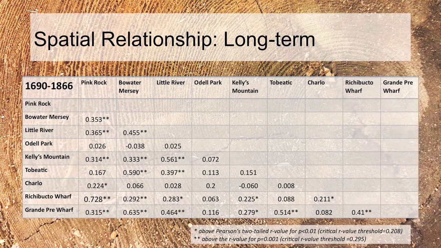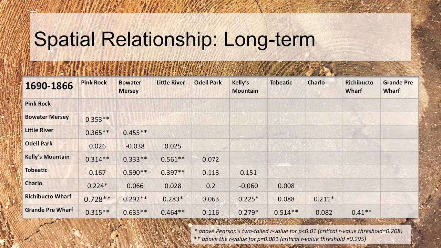And in here we can see that Bowater, Mersey, and Little River in Cape Breton match very well. Tobeatic, Bowater, they're really close together. They have very high correlation. What else? Little River, Kelly's Mountain, those are both in Cape Breton, very high correlation.